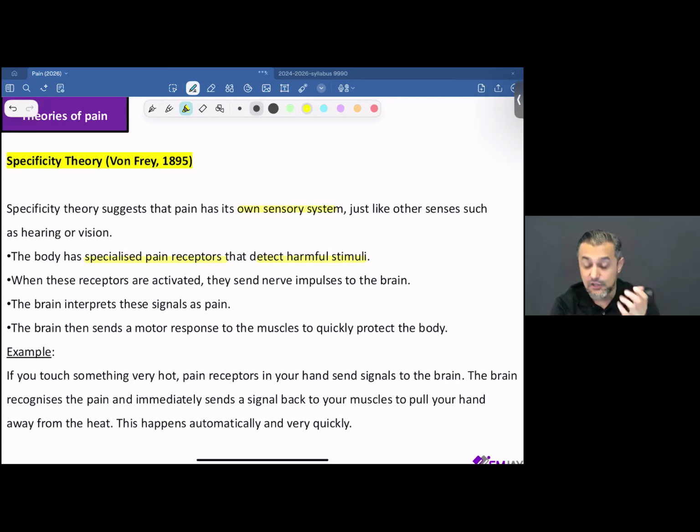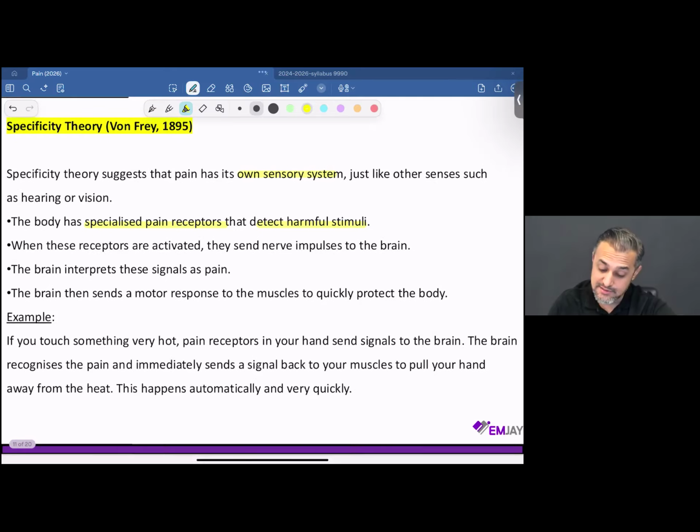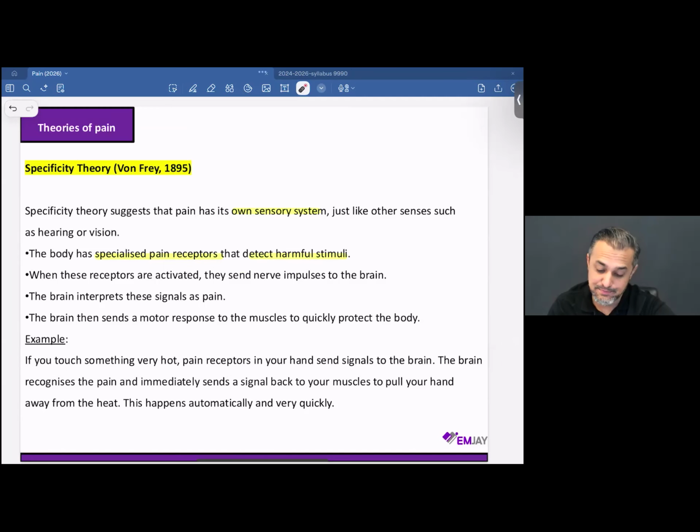Now, the core logic over here is that that particular part of your body does exist. And of course, we're talking about biology over here, because biologically वो चीज physically exist करती है, तभी आप pain experience कर रहे हैं. The brain then sends a motor response to the muscles to quickly protect the body. If you touch something very hot, pain receptors in your hand send signals to the brain. The brain recognizes the pain and immediately sends a signal back to your muscles to pull your hand away from the heat. This happens automatically, and this happens very quickly too. So yeah, this was the specificity theory.